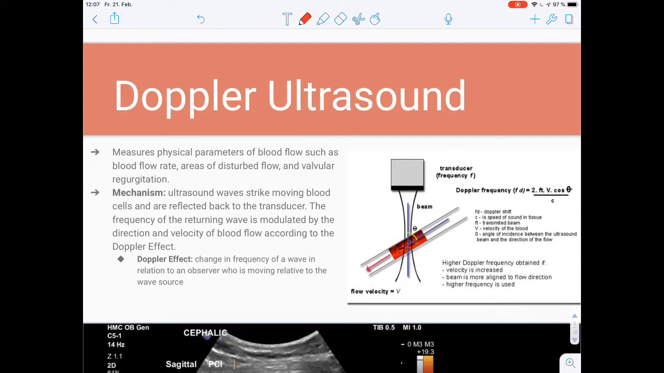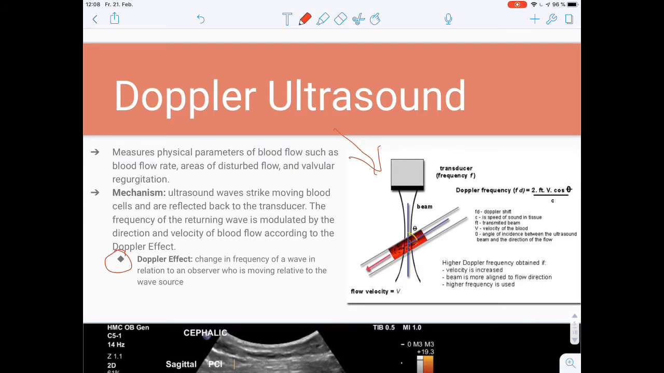The mechanism of the Doppler ultrasound is the following. The waves will strike moving blood cells and are reflected back to the transducer. The frequency of the returning wave is modulated by the direction and velocity of blood flow according to the Doppler effect. This effect demonstrates a changing frequency of a wave in relation to an observer who is moving relative to the wave source. And in this picture, we can see how the Doppler effect works.